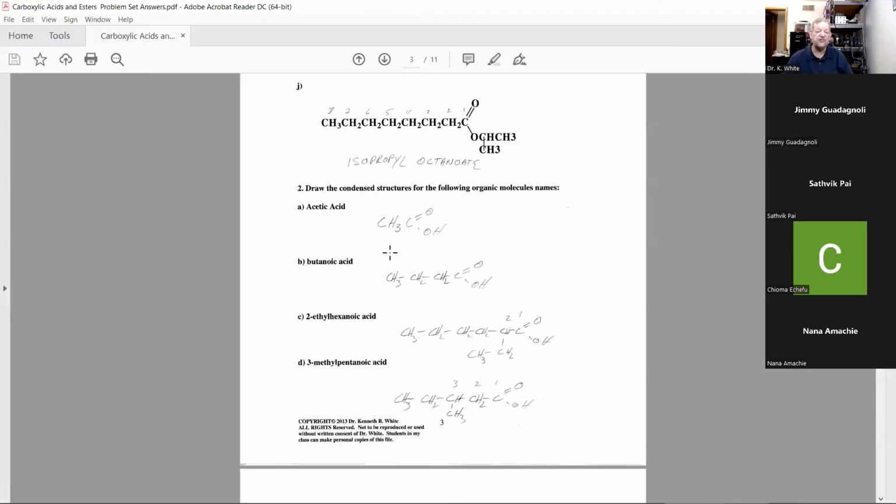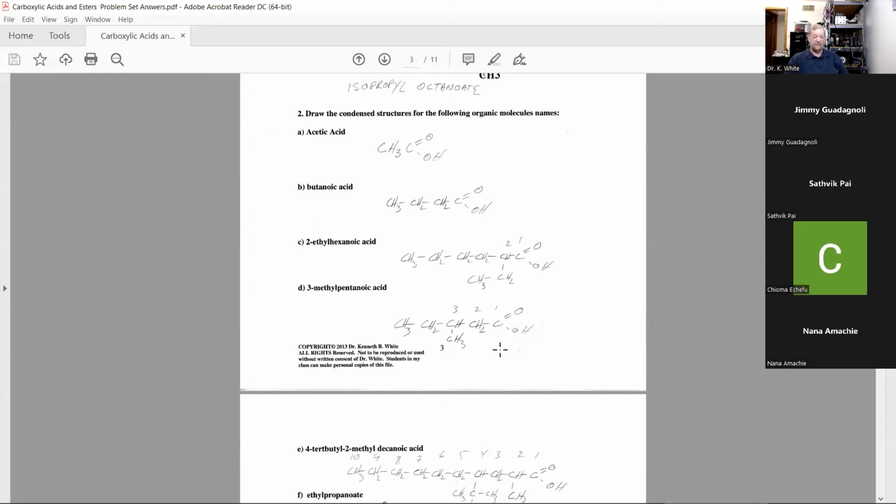Draw the structure of acetic acid. Now let's look at C. How do you know what to draw? Start from the left and move right. OIC acid, carboxylic acid, hexanoic, 6 carbons. The carbonyl carbon I always put on the right, you could put it on the left, and at carbon 2, I have an ethyl group.